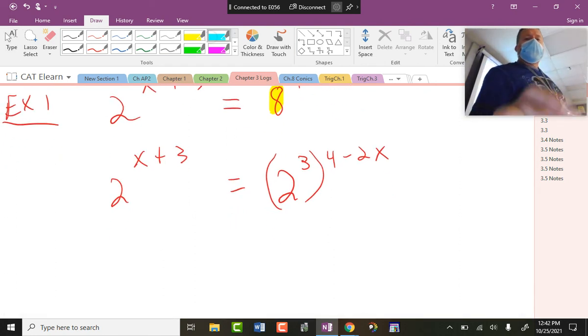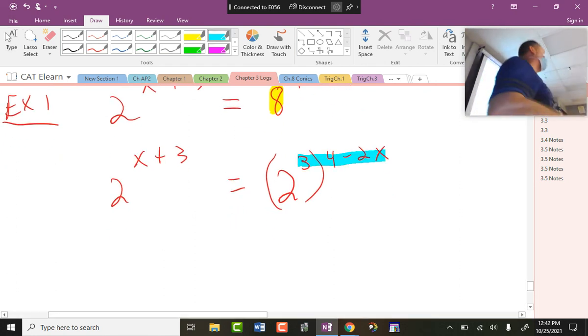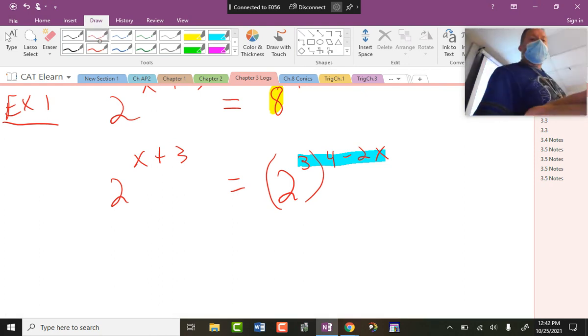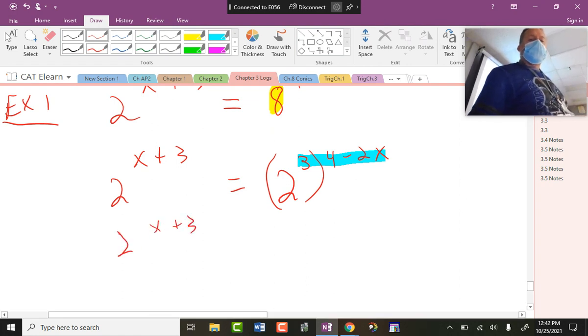But here's my next question. What do I do with these exponents? I talked to you about that in August. What do I do with these two exponents? Multiply is the answer. So before I drop these 2's, I am going to multiply those exponents.